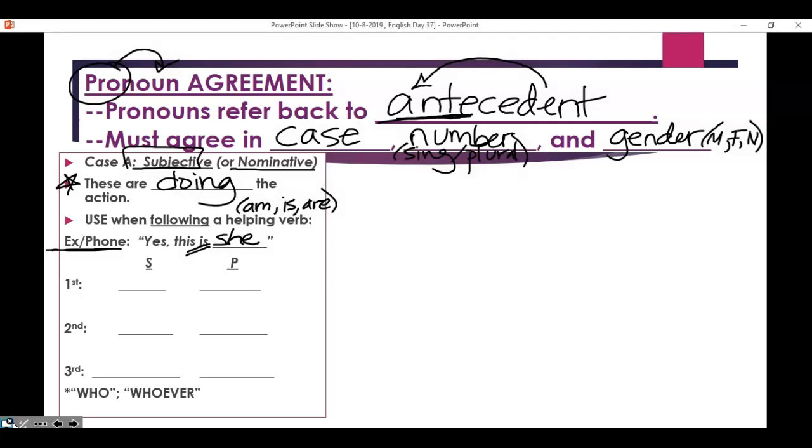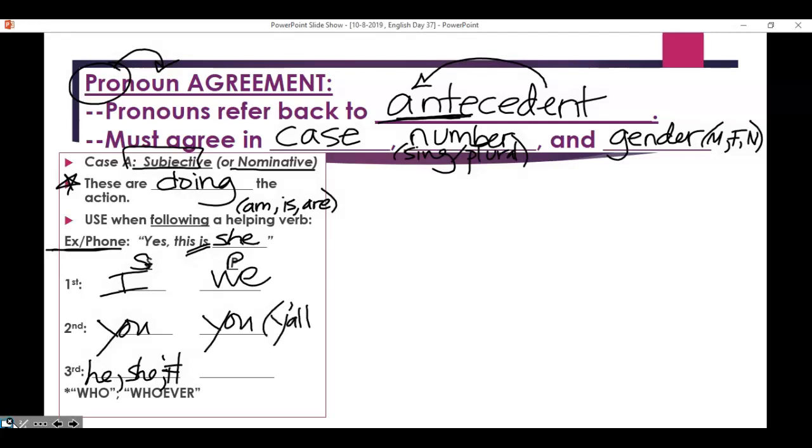First person, second person, third person is our point of view. S is singular, P is plural. First person singular is I. Second person singular is you. Third person singular is he, she, or it. First person plural, you're talking about yourself, but there's a bunch of you, you would say we. Second person plural is still you. This is where the you all or y'all would come into play. And third person plural is if he, she, and it all did something, you'd say they.